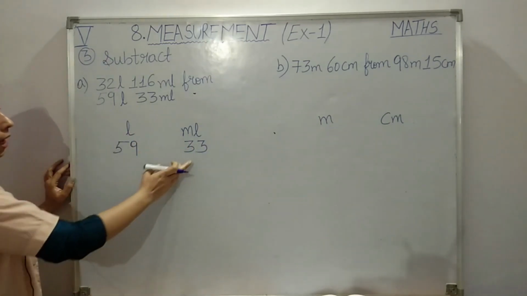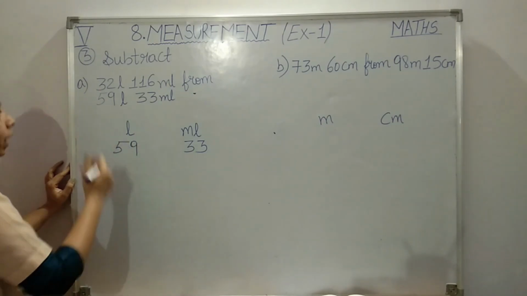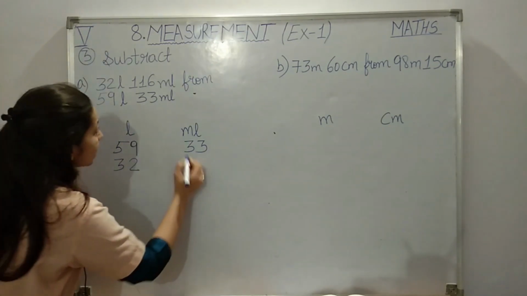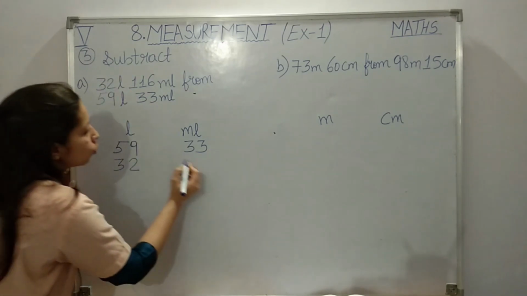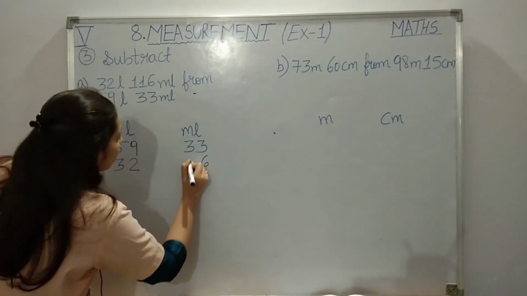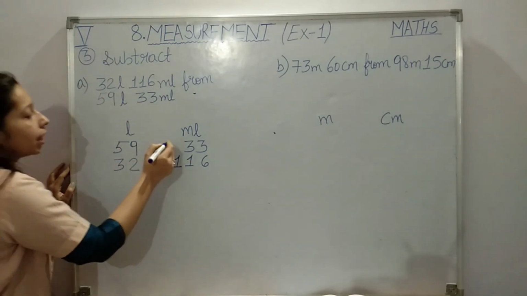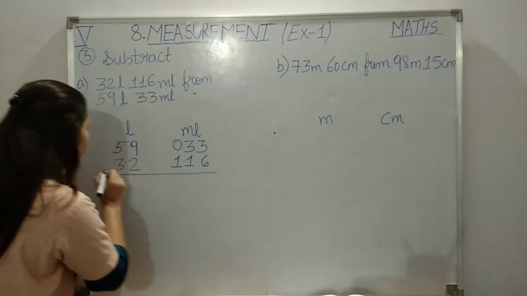Okay, students, you can see here ones place is there, tens place is there, hundreds place is not there. Okay, fine. Next number is 32 liters, 116 milliliters. Now this number has hundreds place also. So what to do, students? Look, first I'll write ones digit, then I'll write tens digit, and then I'll write hundreds digit. What about this? Here again we are going to put 0. Okay, now we are going to subtract them.